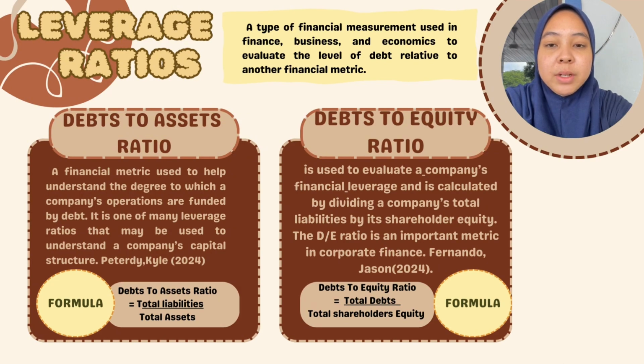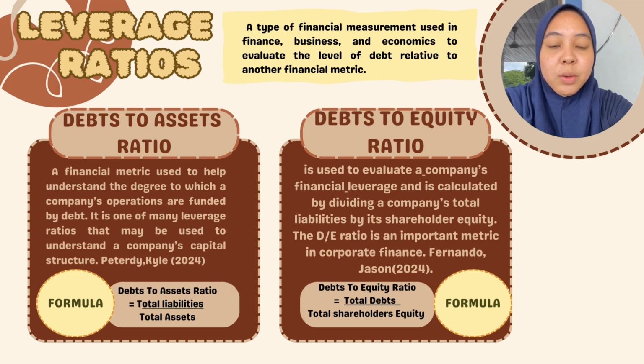Next is leverage ratio, a type of financial measurement used in finance, business, and economics to evaluate the level of debt relative to another financial metric. First is debt to asset ratio, a financial metric used to help understand the degree to which a company's operations are funded by debt. It is one of many leverage ratios that may be used to understand a company's capital structure. Next is debt to equity ratio.